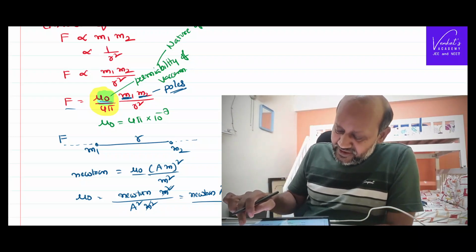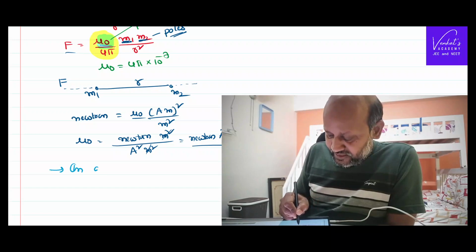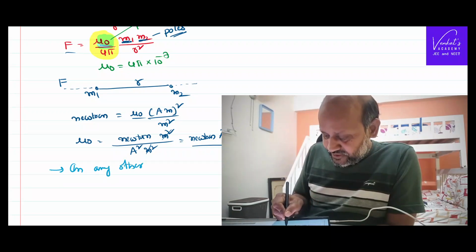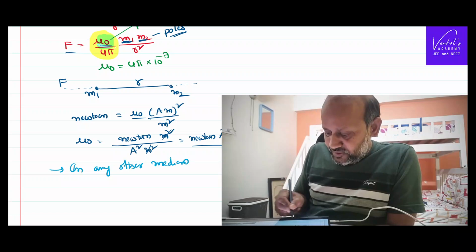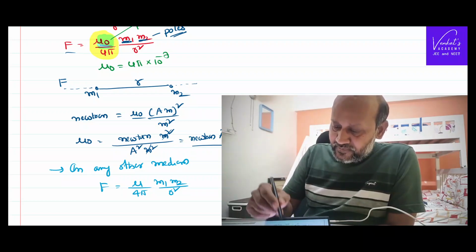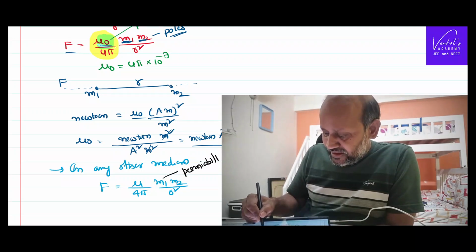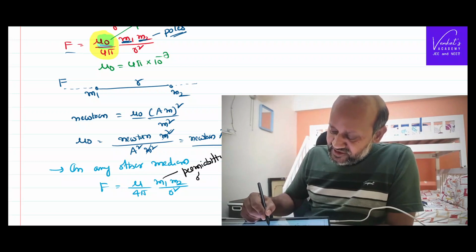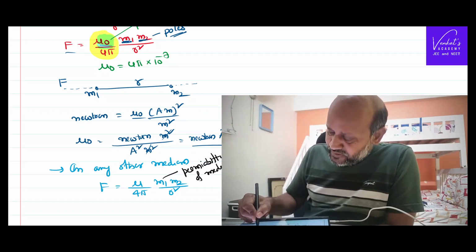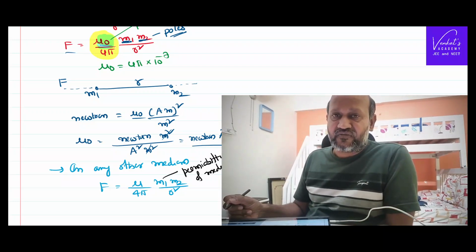Of course, if there is a medium, the formula will vary slightly. In any other medium other than vacuum, you won't get mu naught, rather you will get mu by 4 pi m1 m2 by r square, where that mu is called the permeability of the medium. Earlier it is permeability of vacuum or free space. This is permeability of medium. How good this medium is or how bad this medium is in passing the magnetic field is measured by that value.